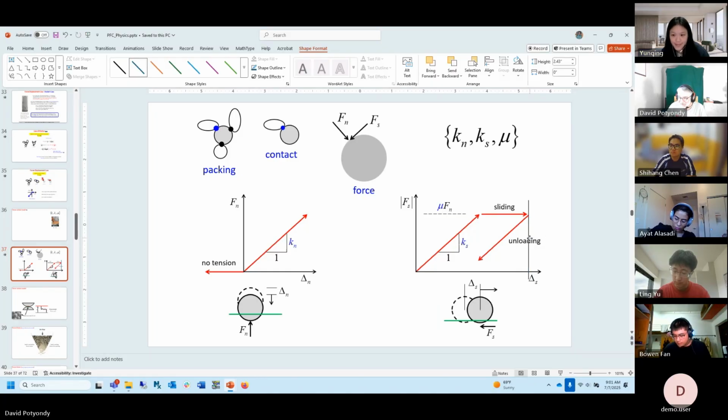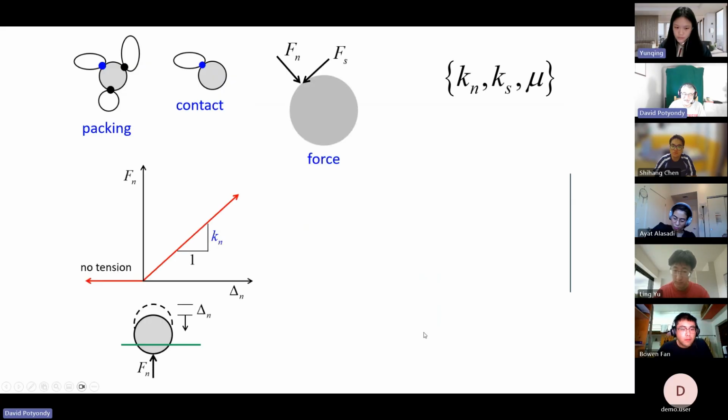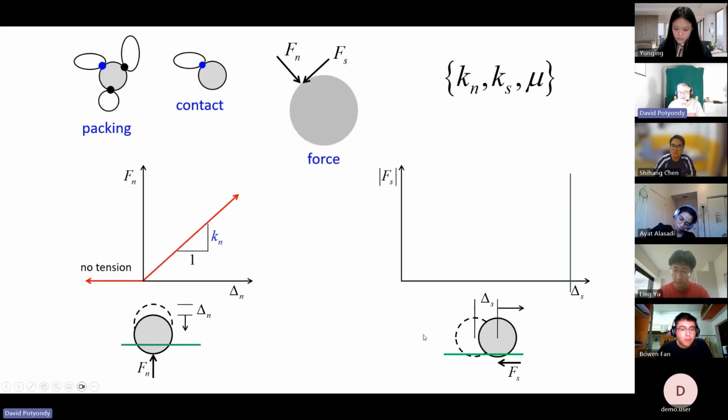Yeah. Okay. So that's what I want to say about this simple model. And we call this particular model the linear model.